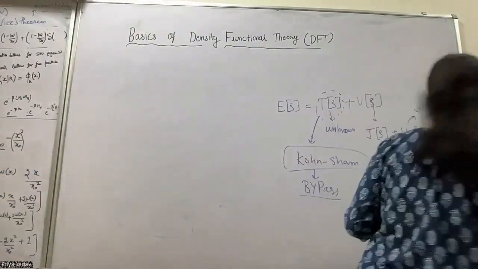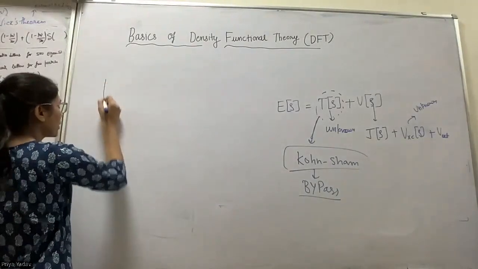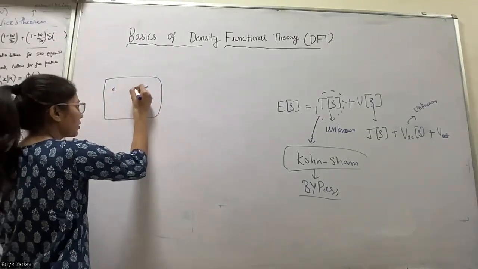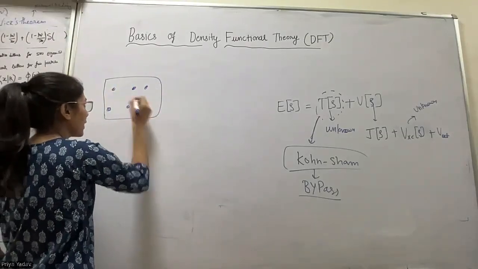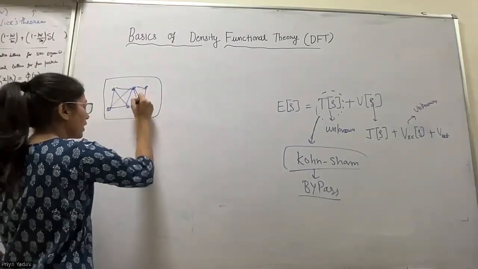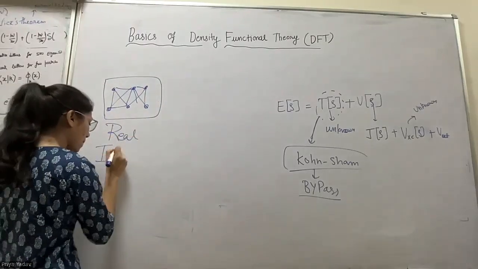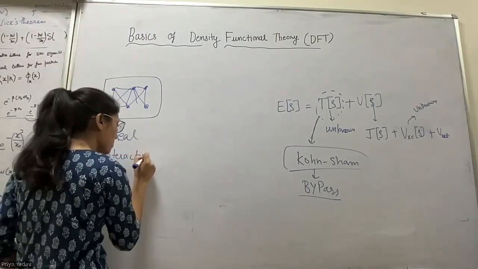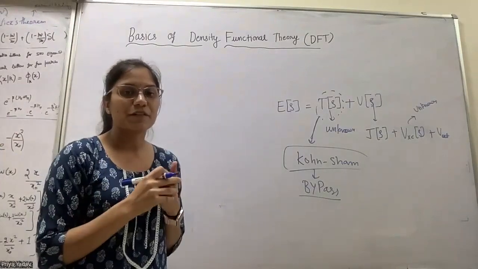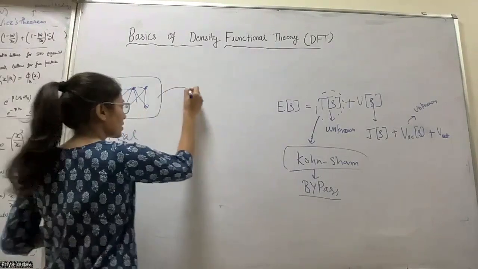So for example, we have a real system. In the real system, there are nuclei, there are electrons, and obviously they are interacting with each other. So this is my real system, real and interacting. What Kohn-Sham did was, because if they are interacting, then it's very difficult to write the kinetic energy as a functional of rho. So he mimicked this system.